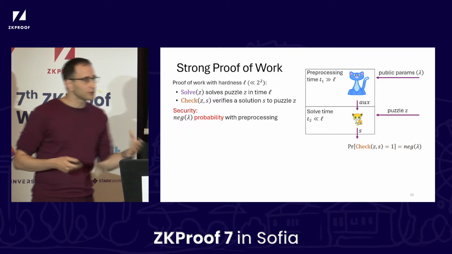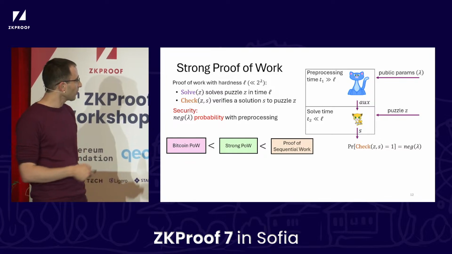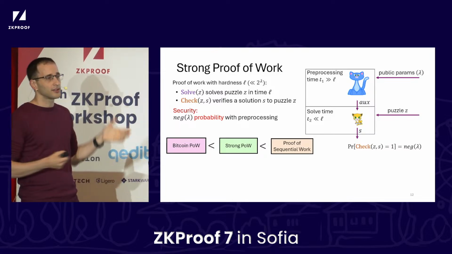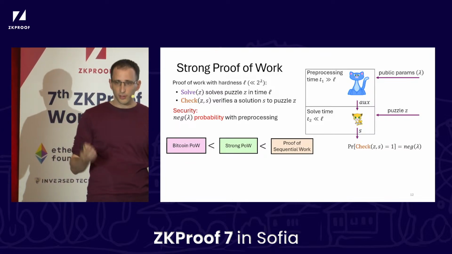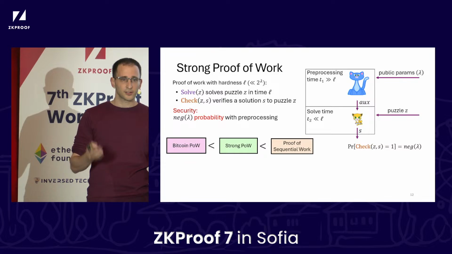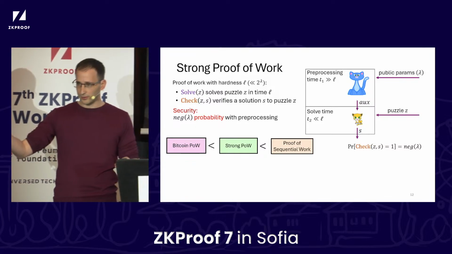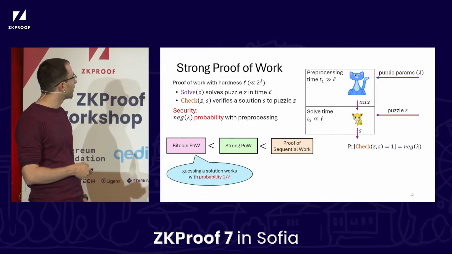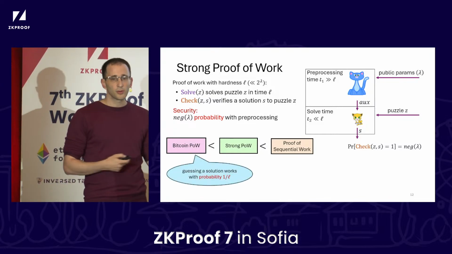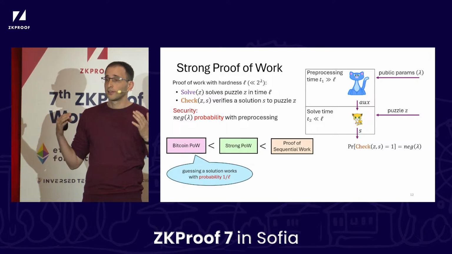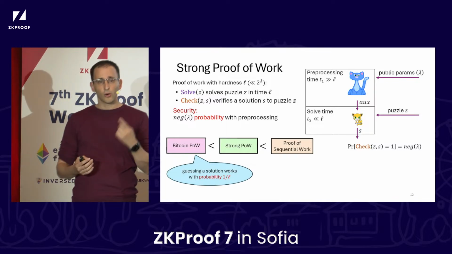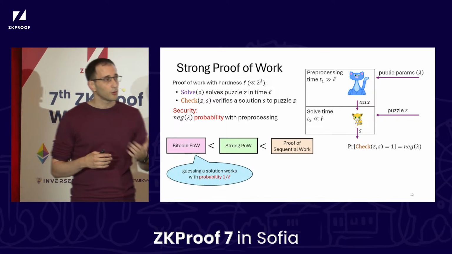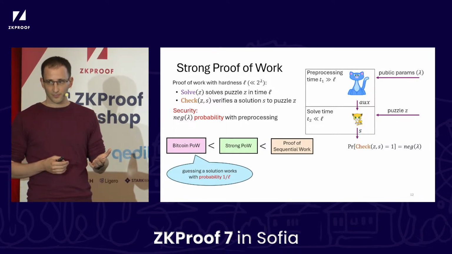And let me compare it to stuff that you might know of. So our strong notion of proof of work is actually stronger than the common, known Bitcoin proof of work, of just finding a salt that hashes to sufficiently many zeros. The main reason is that for the Bitcoin proof of work, I can always solve it in O(1) time just by guessing a solution, and I will be right with probability 1 over L.